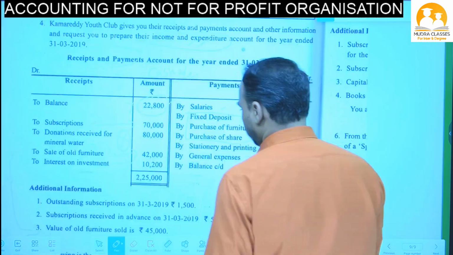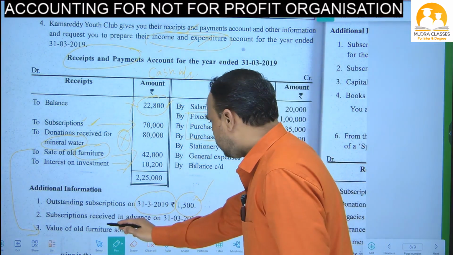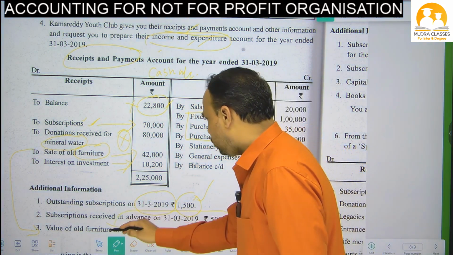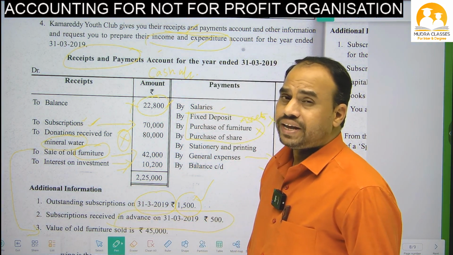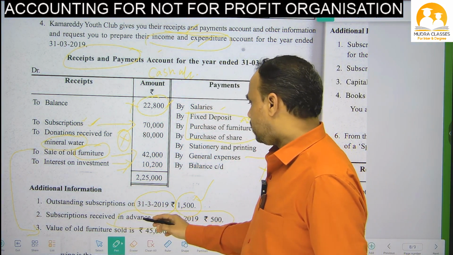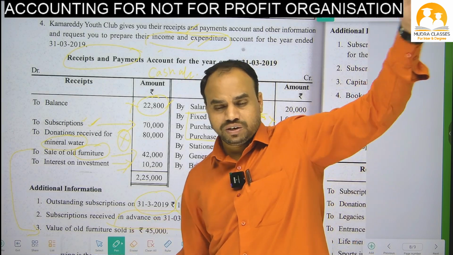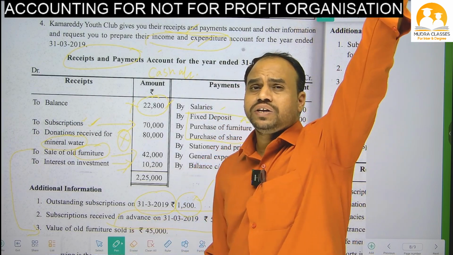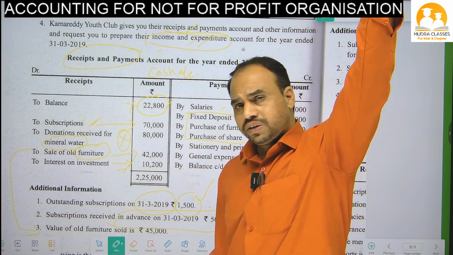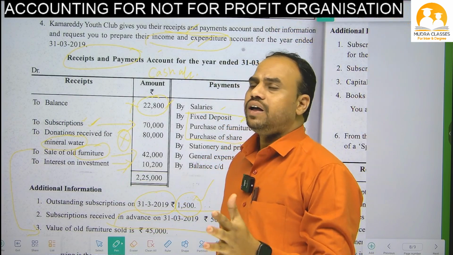See the next one, subscription received in advance. Beta, just now I told you we will write only current year income. So subscription received in advance means next year's subscription received in advance. Next year's income, you write in next year's accounts, not in the current year accounts.